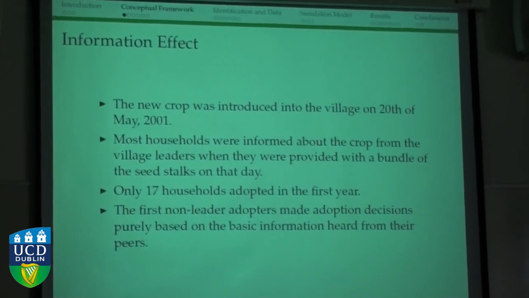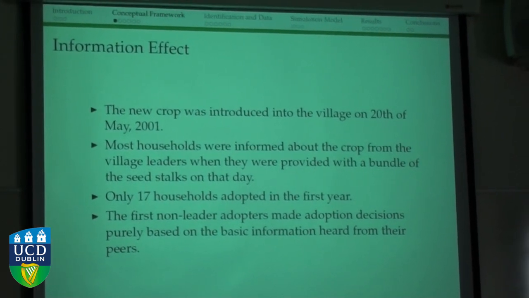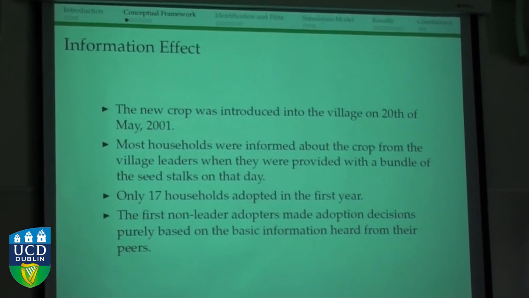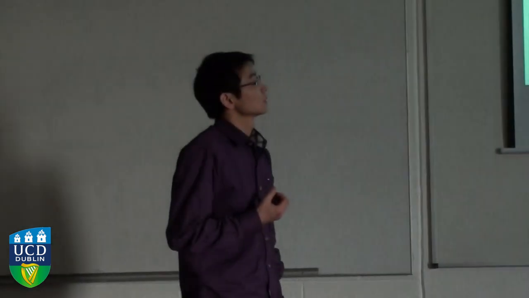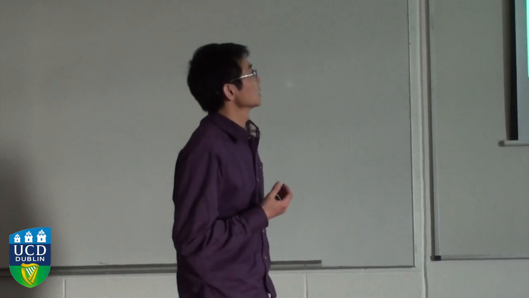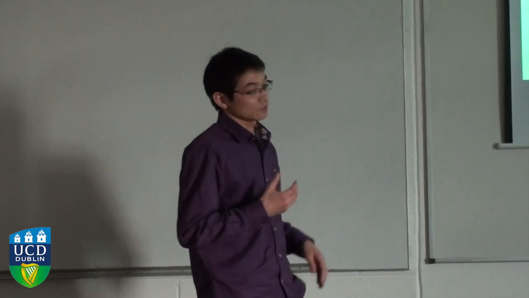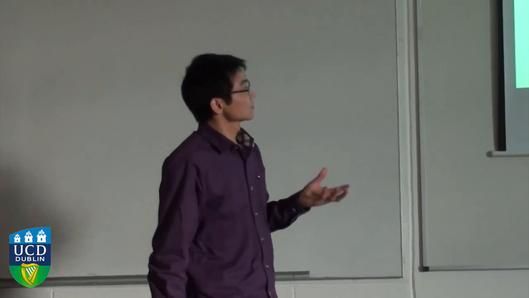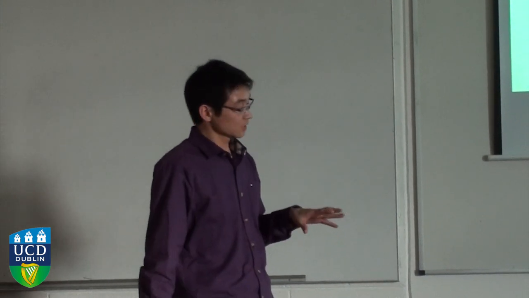The first question we would like to ask is how did the households know about the new crop at the beginning? The answer is they knew about it from their peer, the village leaders. This new crop was introduced into the village on the 20th of May 2001.